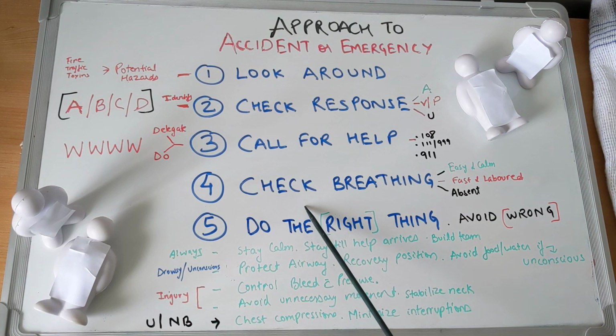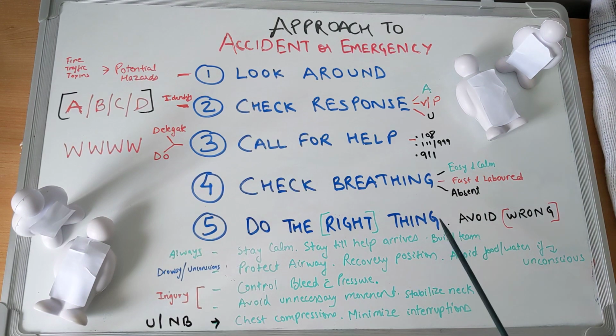Now you've checked for breathing, you should remember to do the right thing and avoid doing anything wrong. And this avoiding wrong is quite important. So always remember just these few things. Always stay calm, stay till help arrives, reassure the person, and try to build a team of people. If you've identified an emergency and know the next thing that needs to be done, then if you're going to take the role of a team leader, your calmness and knowing what you need to do is how you can build a team.